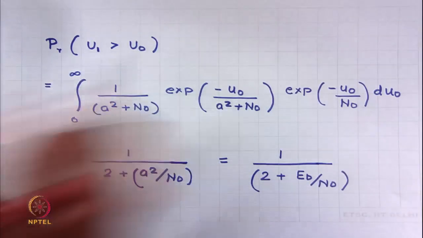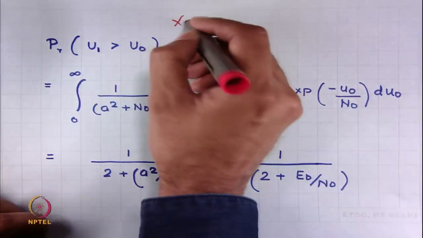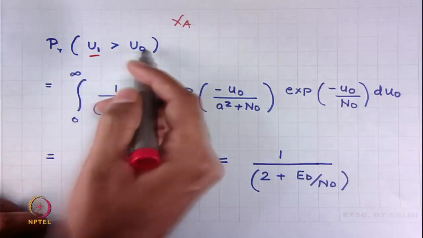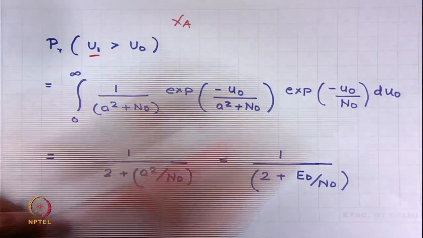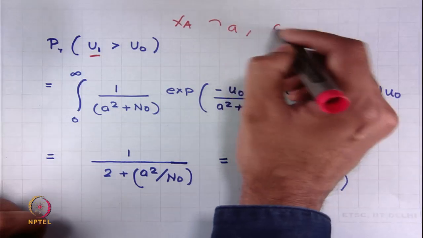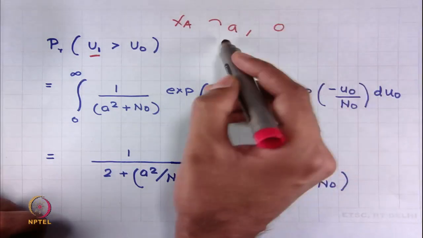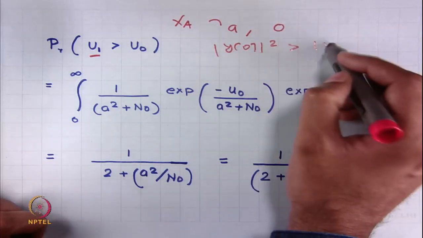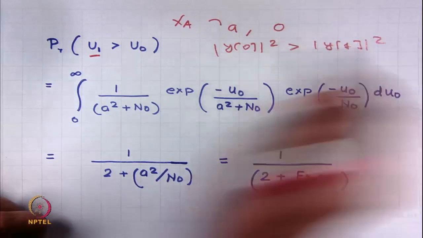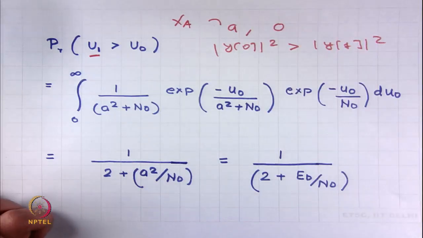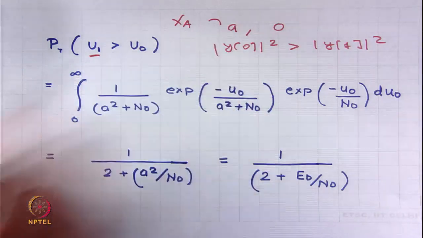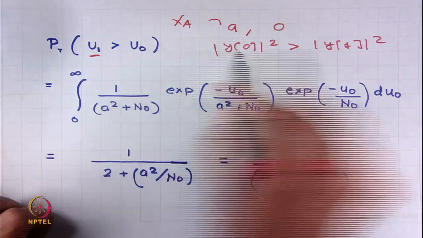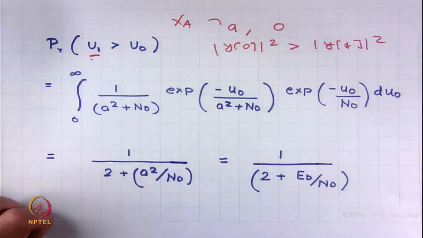Now, we can find out the probability of error when x is transmitted. When x is transmitted, there will be an error when u 1 is larger than u naught, because when x is transmitted, we are transmitting an n 0, and we hope that y 0 mod square is larger than mod square of y 1, because then the detector will assume that hypothesis x is transmitted. But if this is not the case, then you get an error. And when will this situation happen? When u 1 becomes larger than u 0.